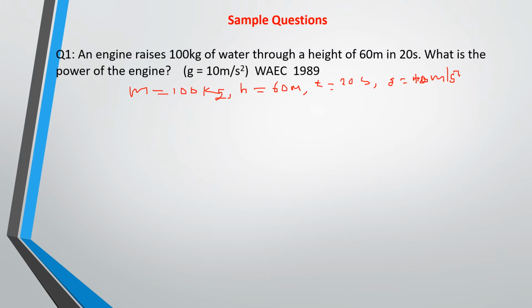So power P is equal to what? Work done all over time taken, and work done is equal to what? Since it is raised through a height, mgh, all over time taken. Force times distance all over time taken.